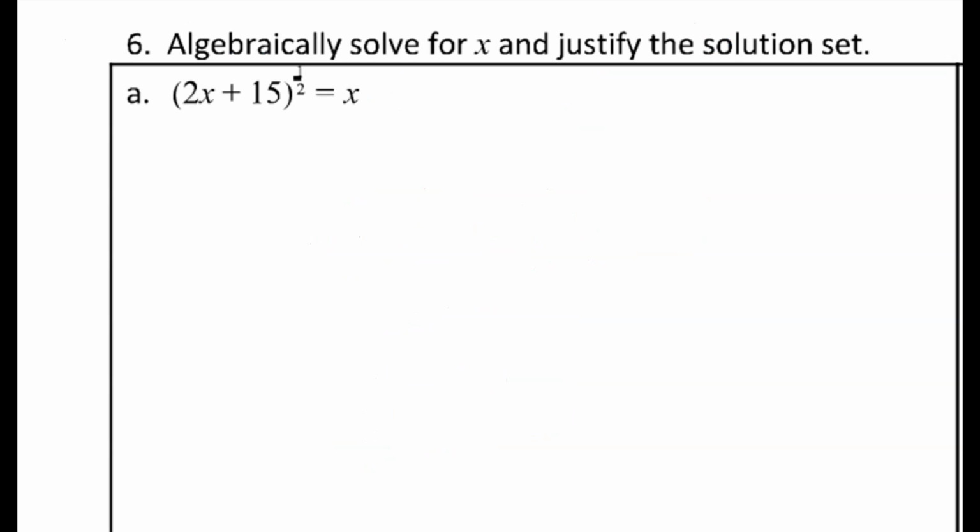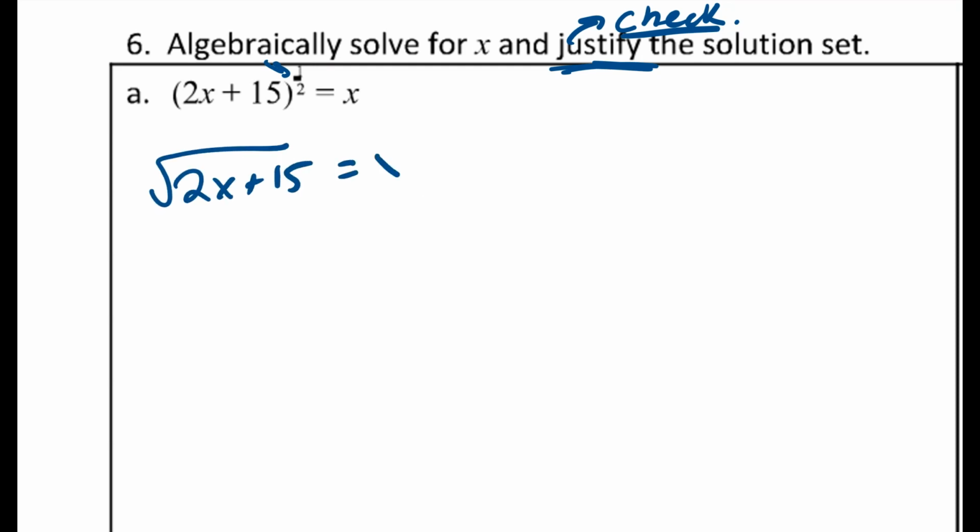Algebraically solve for x and justify the solution set. So remember, justify the solution set. That just means to check your answer to make sure that everything that you have works. Okay, for a, it gives me this exponent of 1/2, but remember that's just telling me that all of that's under a radical, right? A 1/2 exponent and a radical are the same thing. So in order to get rid of the square root here, I'm going to square both sides.